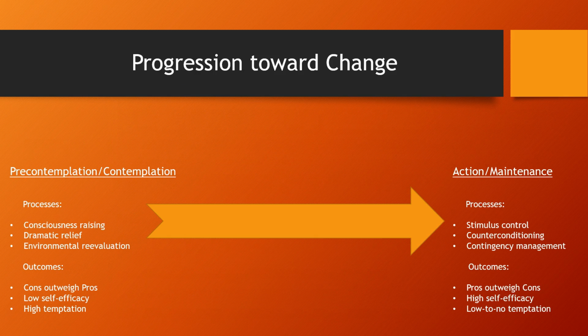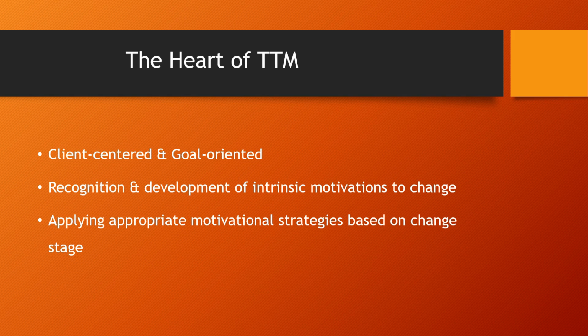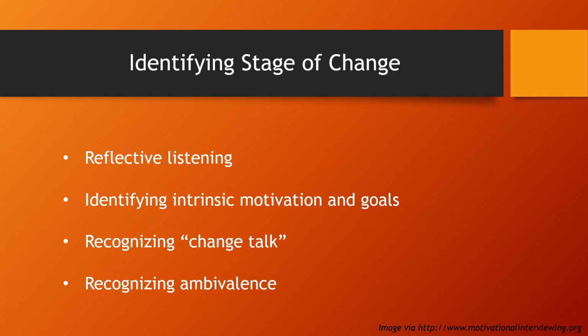So the heart of the Transtheoretical Model is that it's client-centered and goal-oriented. It revolves around recognizing and developing the client's intrinsic motivations for change, and then applying the appropriate motivational strategies based on the stage of change in which the client is, in order to help them progress towards behavior change. So this should raise the question: if it's so important to identify the stage of change a client's in and apply the appropriate strategy to help them move forward, how do you identify what stage of change a client's in? The answer is that you listen to your client and you really hear them.